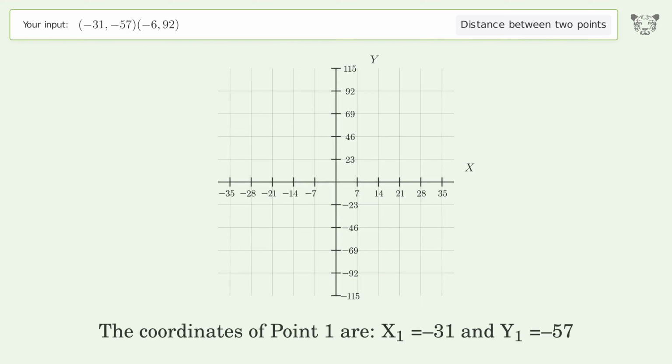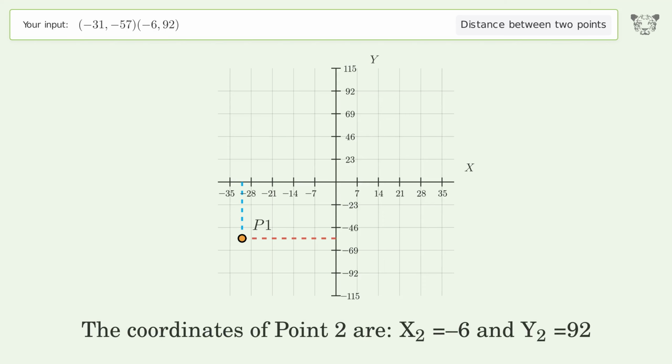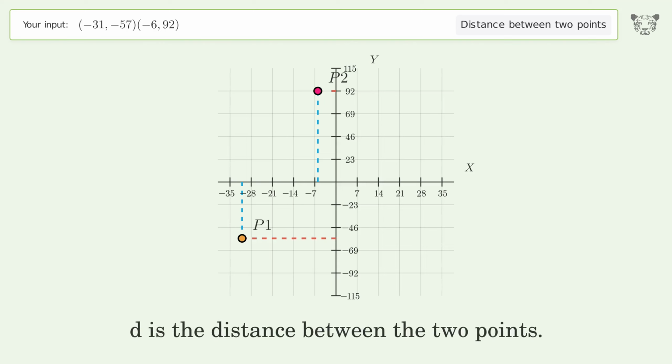The coordinates of point 1 are, x1 equals -31 and y1 equals -57. The coordinates of point 2 are, x2 equals -6 and y2 equals 92. D is the distance between the 2 points.